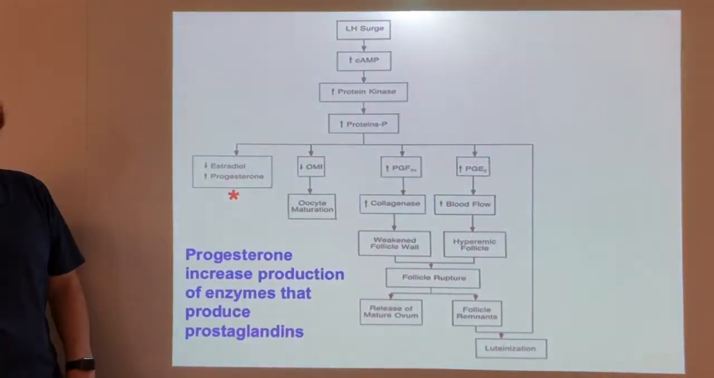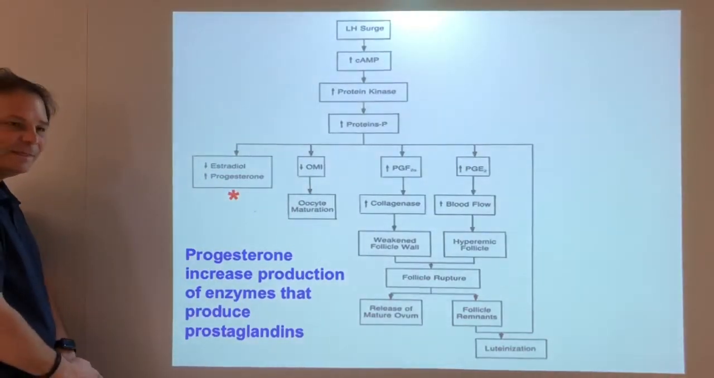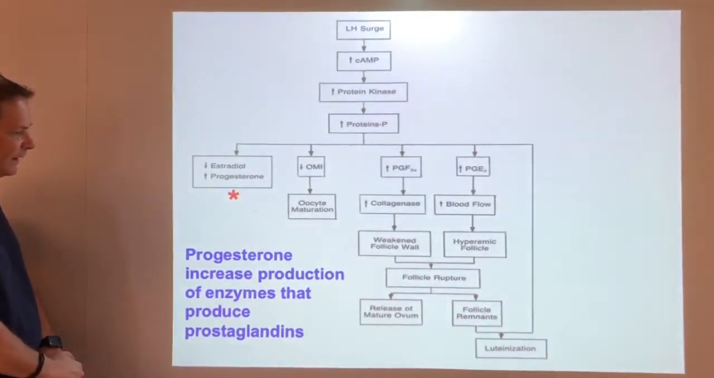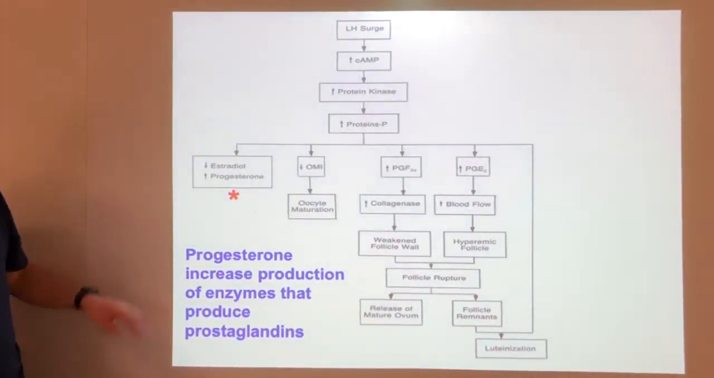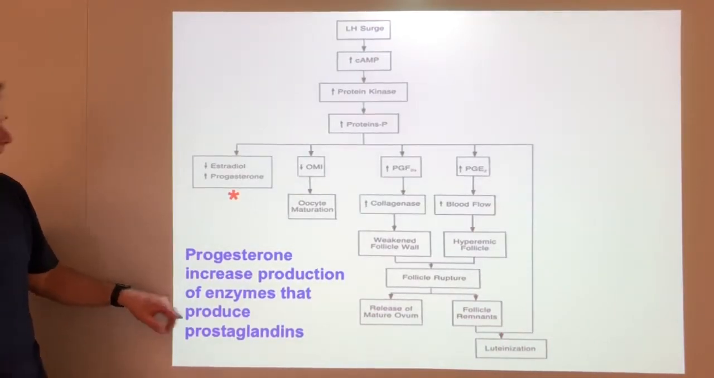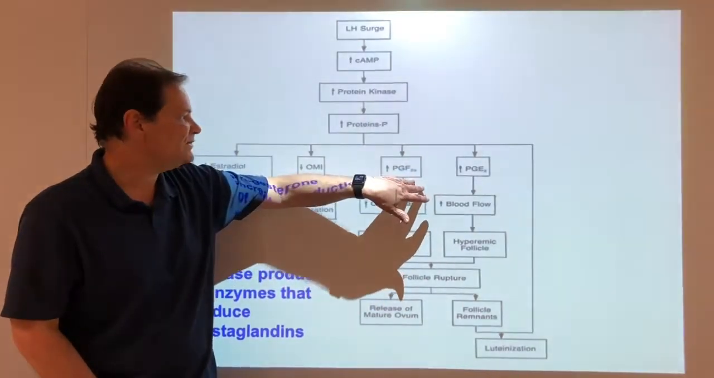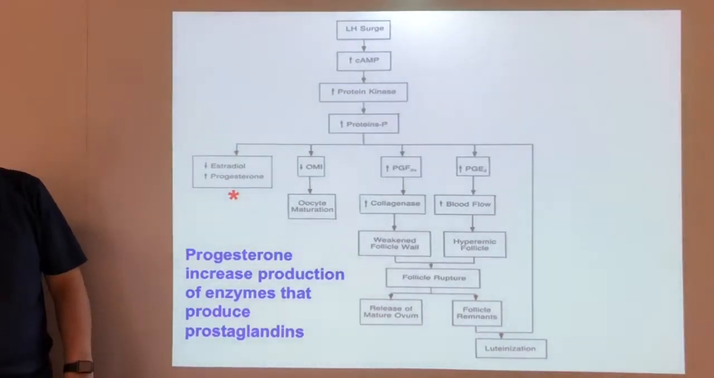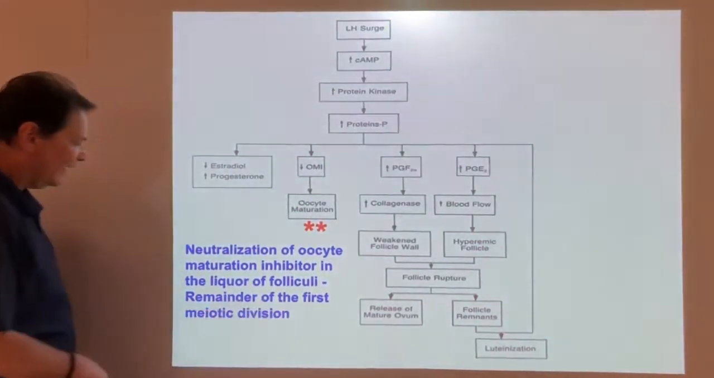First of all, it decreases estradiol back down from the high level that you had in step 5 on the last graph, and step 6. And it increases progesterone production, and this increases the production of the enzymes that produce prostaglandins, the most important of which here are PGF2 alpha and PGE2. Okay?